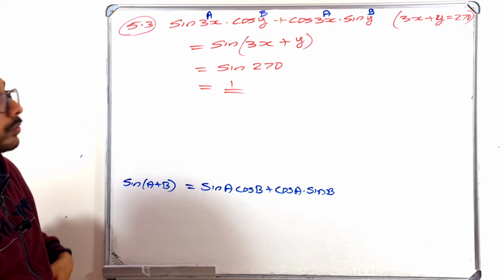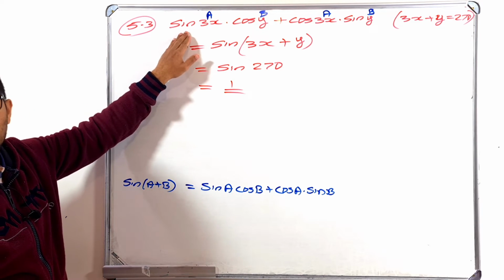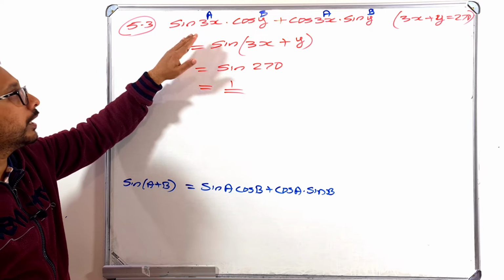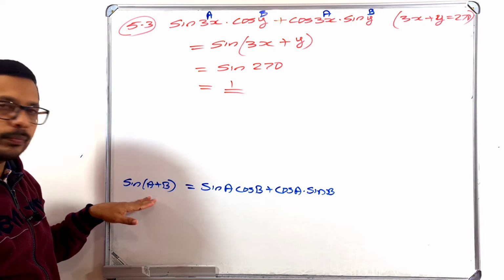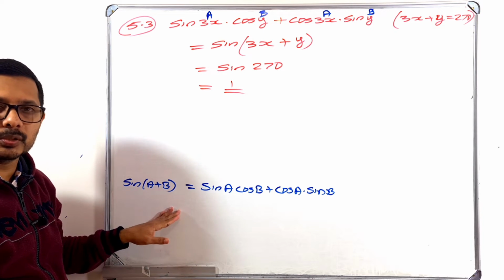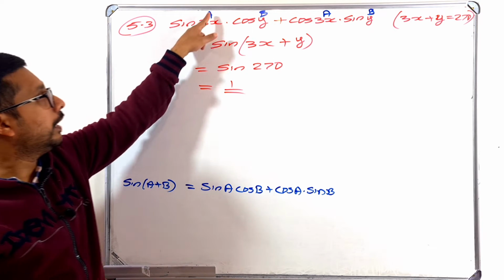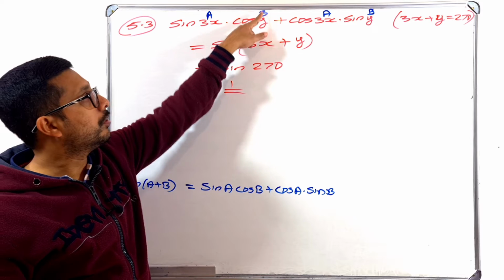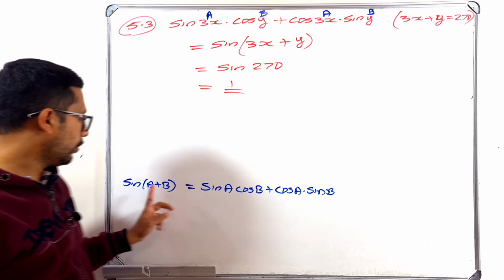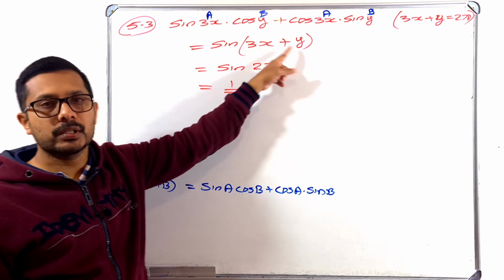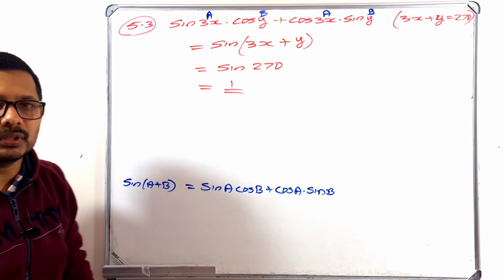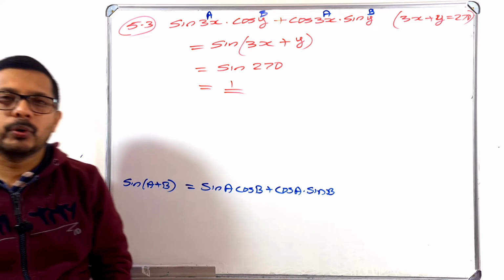So what is the question? Find the value of this one. You have to understand that this is the formula you studied, sine of a plus b, that is sine a cos b plus cos a sine b. Instead of a it is 3x, instead of b it is y. So sine of a plus b is sine of 3x plus y. Then substitute the answer. So that is question number 5.3.